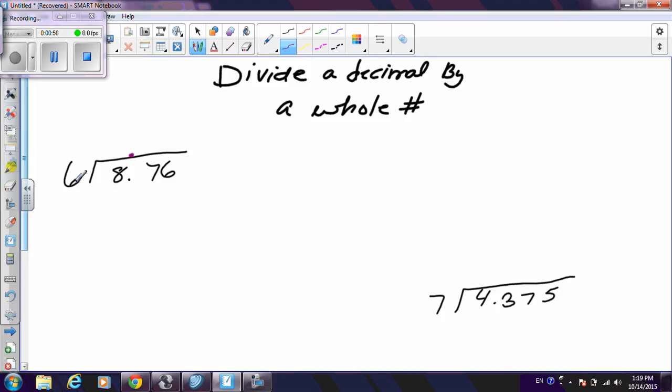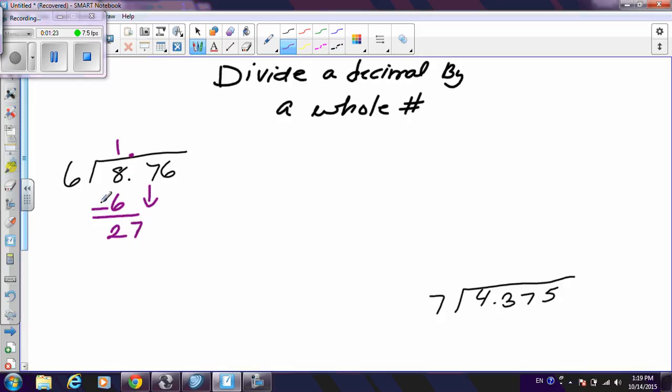All right, so now ask yourself the question, how many times does 6 go into 8? Yes, exactly. It goes in there once. 6 times 1 is 6. 8 minus 6 is, good, 2. Now, I'm going to bring down the very next number, which is a 7. Do not bring down the decimal. Just bring down the numbers. This decimal is stationary. He stays right there.